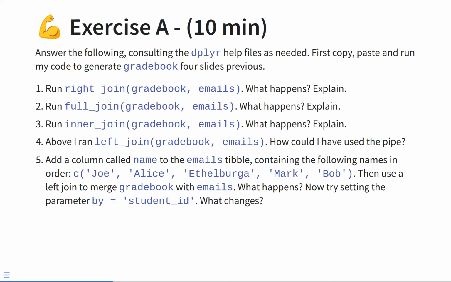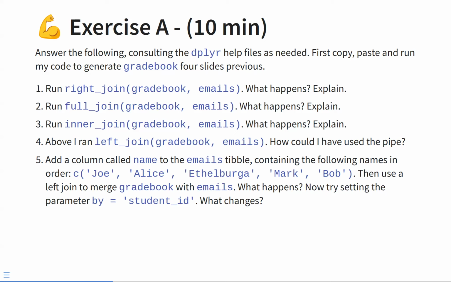All right, so now it's your turn to take a few minutes to try out an exercise. You'll need to take a look at the dplyr help files. You can click on the links that I posted on the previous slides. First, what I'd like you to do is copy, paste, and run the code that I used to generate gradebook and emails from the previous slides. If you move your mouse over the right-hand corner of one of my R code chunks, there's a little button that allows you to copy to the clipboard.